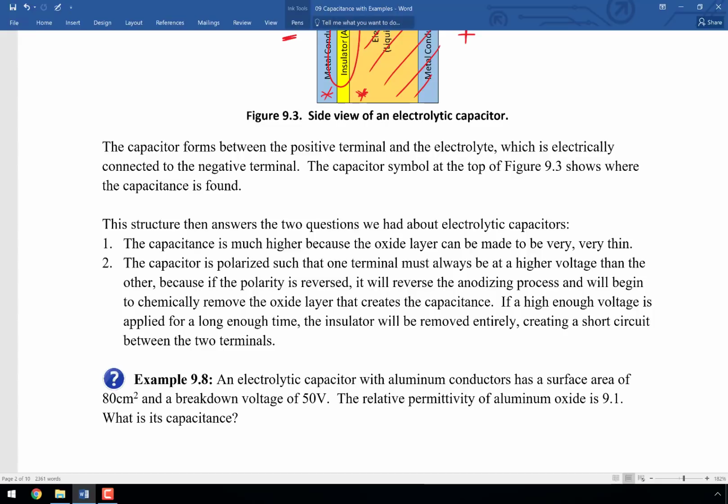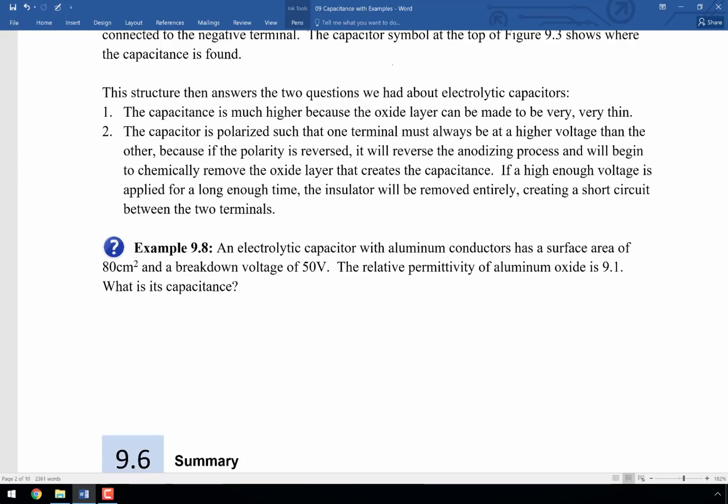So let's consider an electrolytic capacitor with aluminum conductors, and it has a surface area of 80 square centimeters and a breakdown voltage of 50 volts. The relative permittivity of aluminum oxide is 9.1. What is its capacitance? So we know that there were originally aluminum terminals. So this is aluminum, and this is aluminum, and in between there was an electrolyte. When we apply a positive voltage to this side relative to this side, aluminum oxide is going to form a layer right here, and we don't know how thick that layer is.